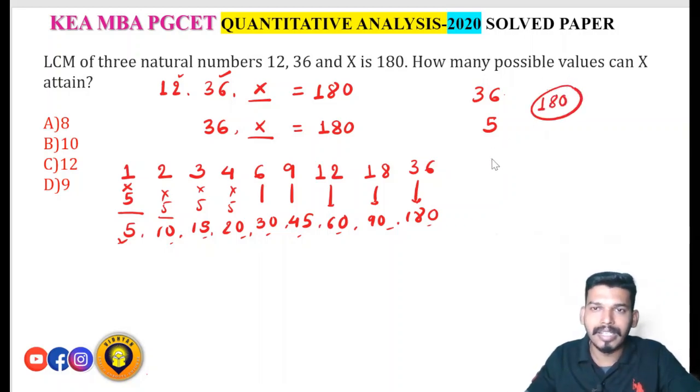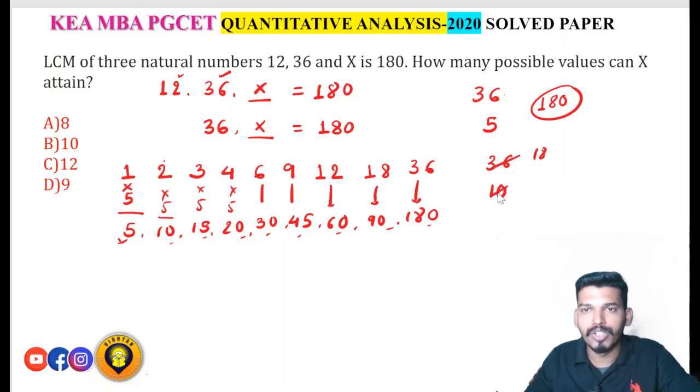Now look at 36 and 10. Is there any number common? Yes, the number common is 2. So 2 18 times, 2 5 times. So the ratio is 18:5. Now what you have to do? You have to cross multiply the ratio in order to get the LCM. 18 tens are 180, or 5 into 36 is 180.